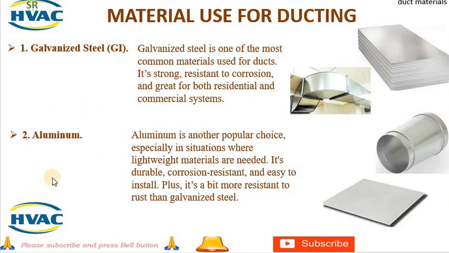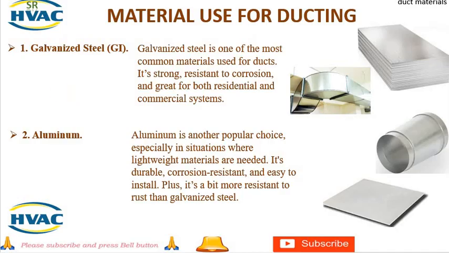Friends, the next point in our duct system is material used for ducting, material used for manufacturing the duct. As we have covered the types of duct, let us now talk about the material used to make them. The material chosen can affect the durability, efficiency and cost of the duct system. Okay, the first one is galvanized sheet or GI sheet. This is the most commonly used material for manufacturing ducts. You can see this is the GI. It is strong, resistant to corrosion and great for both residential as well as commercial systems.